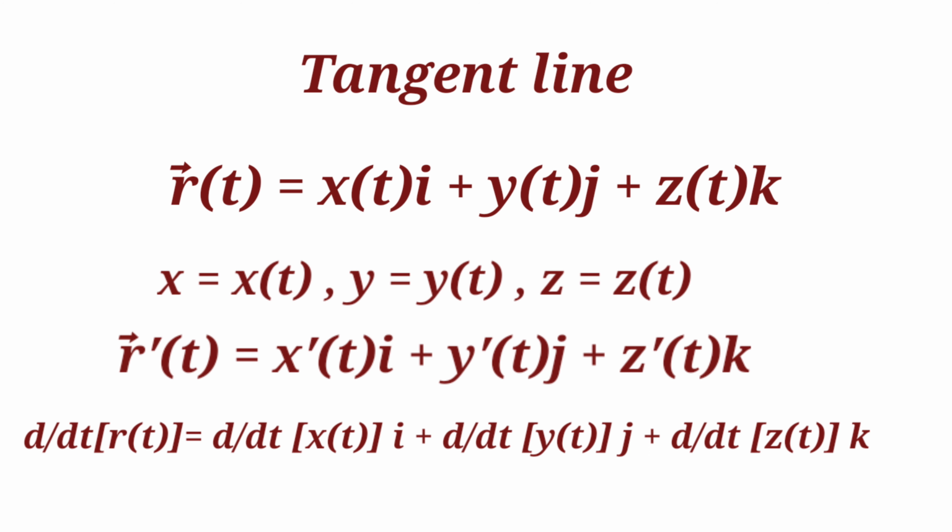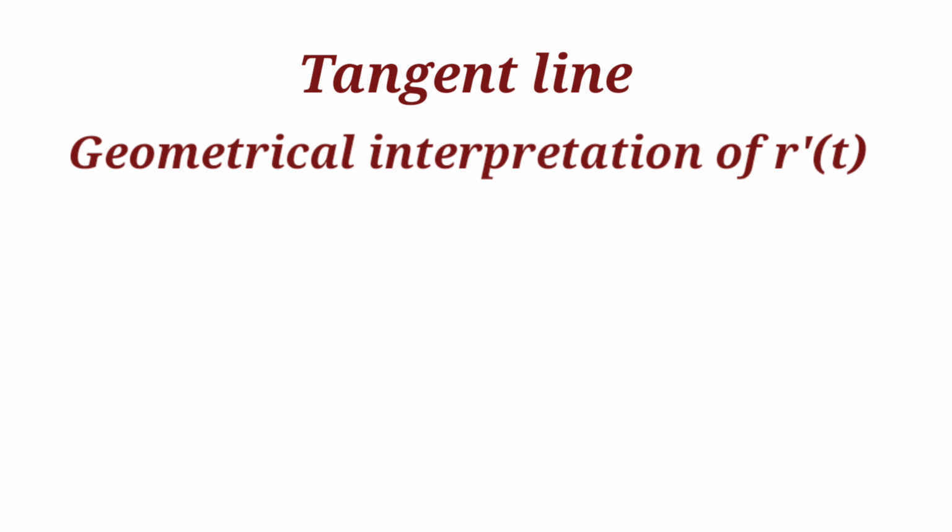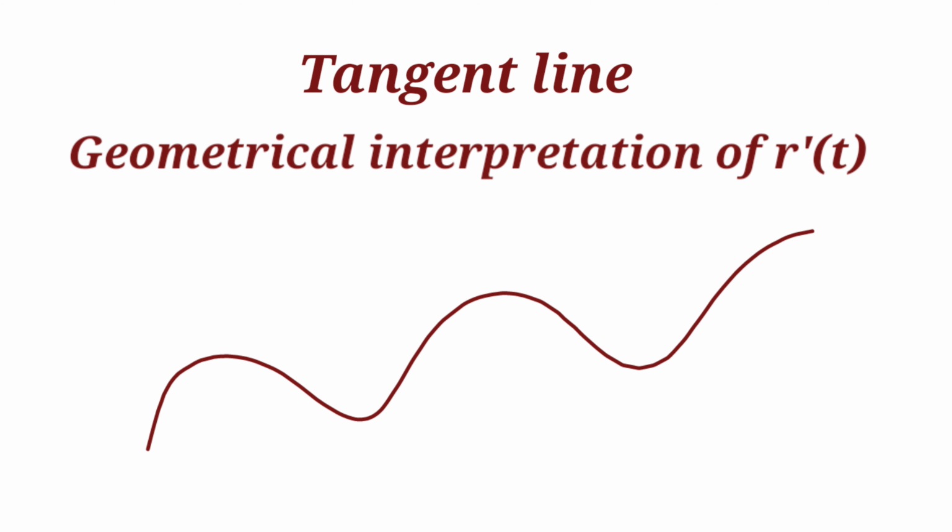Geometrical interpretation of vector r'(t). Assume a particle is moving along the curve r(t) as shown below. Assume P is the point when t = t0. If vector r'(t0) exists at t0, then we call vector r'(t0) the tangent vector at t0, that is simply the tangent at t0. Tangent to a curve at a given point is the straight line that just touches the curve at that point.